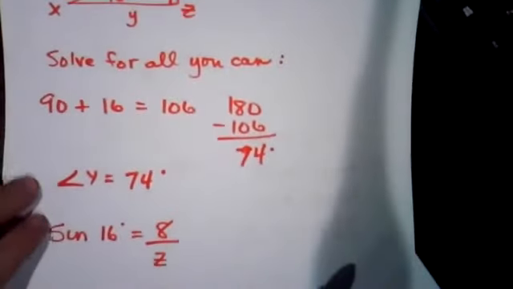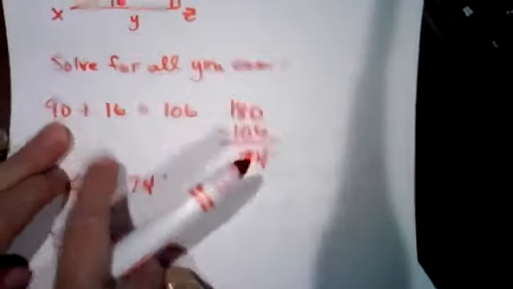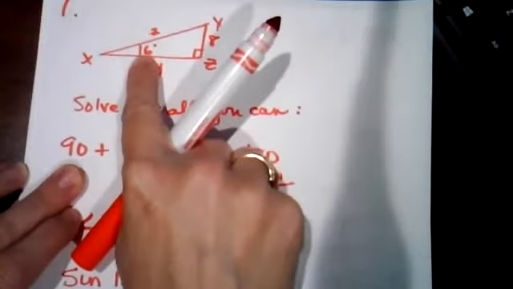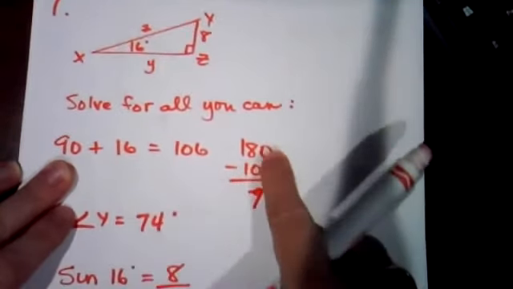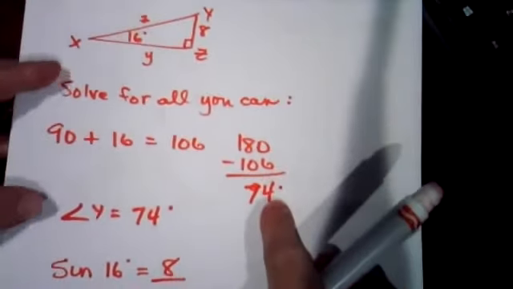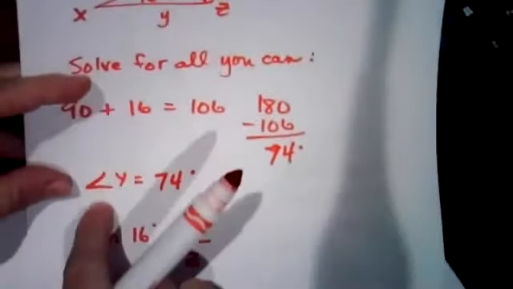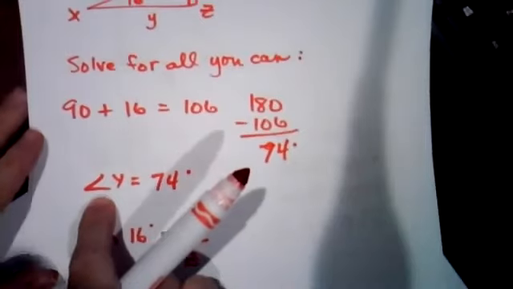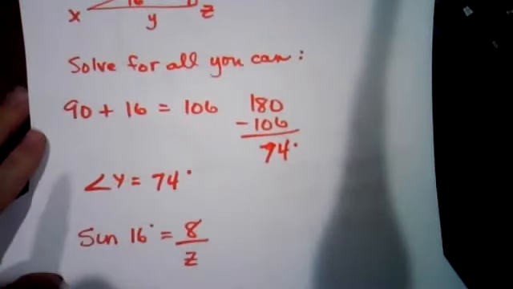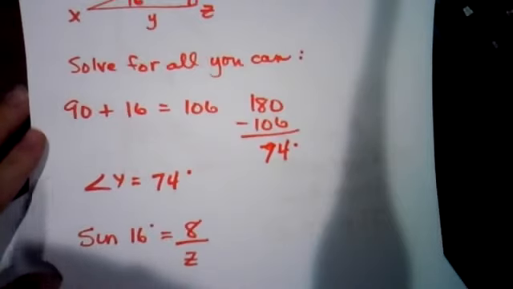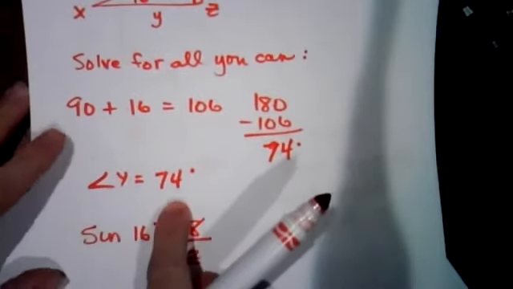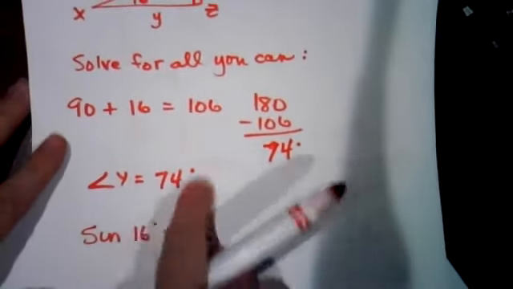Okay. So I have 90, because of my 90 plus my 16 gives me 106. Then I have 180 minus 106. I got 74 degrees. That is my angle y. Okay. Now it says in the directions solve each right triangle, round lengths to the nearest tenth, and angle measures to the nearest tenth of a degree. Okay. So this one, I don't have to round because it's a whole degree.